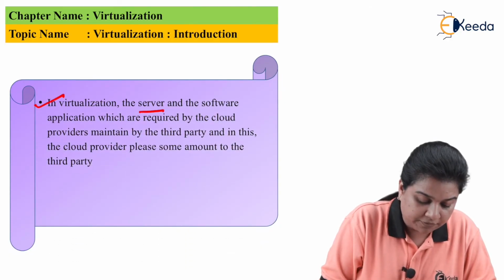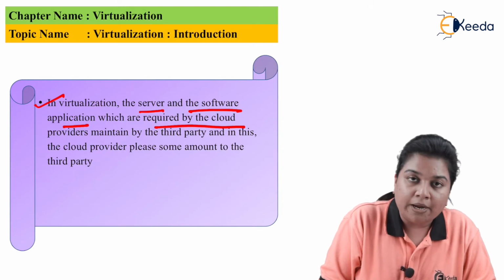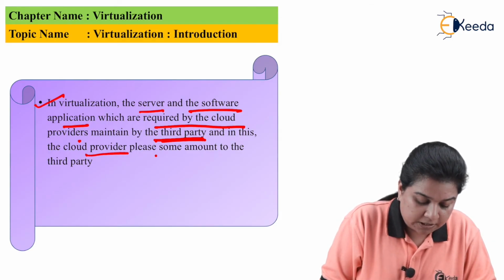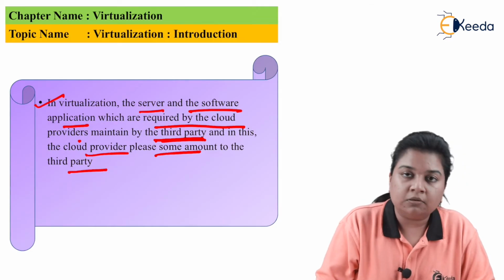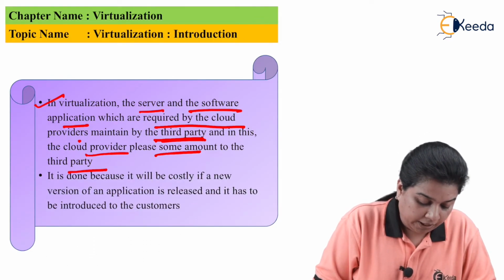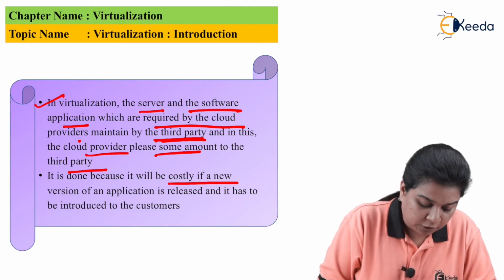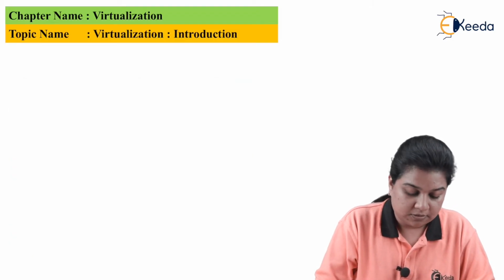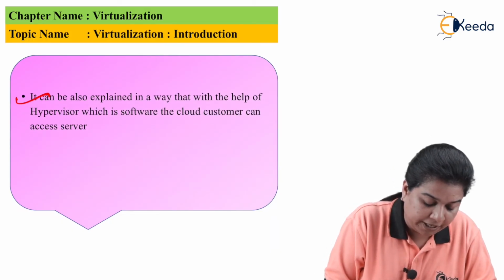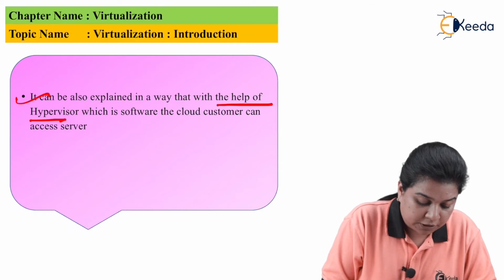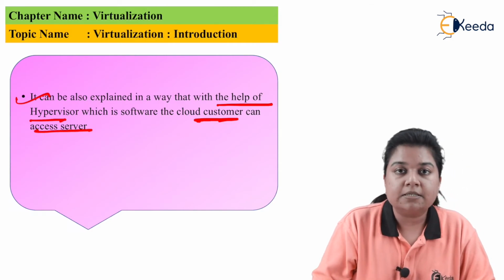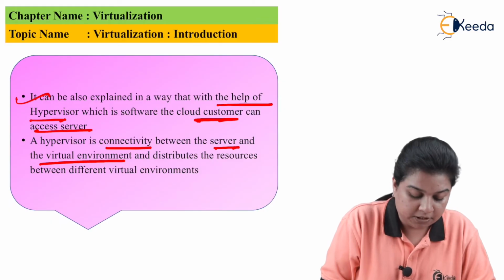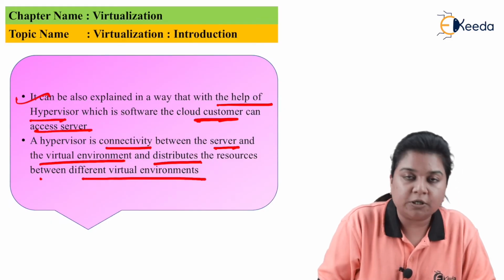In virtualization, the server and the software application which are required by the cloud providers are maintained by a third party, and the cloud provider pays some amount to the third party. It is done because it will be costly if a new version of an application is released and it has to be introduced to the customers. It can also be explained in a way that with the help of a hypervisor, which is software, the cloud customer can access the server. A hypervisor is the connectivity between the server and the virtual environment and distributes the resources between different virtual environments.